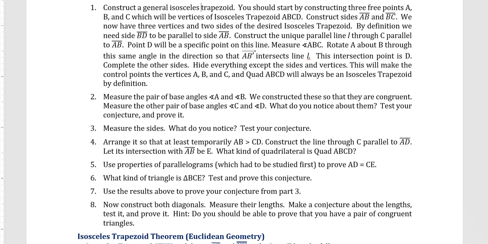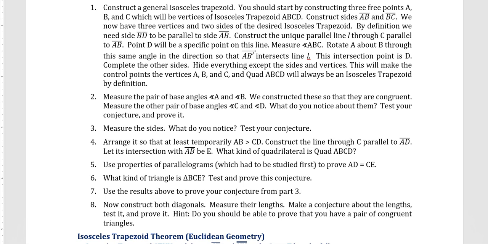Test and prove this conjecture. All right, so now you've got something that's interesting. Use the results of what you just did in 6 to prove part 3. So if you haven't done this yourself, stop now and get caught up, do these different things.